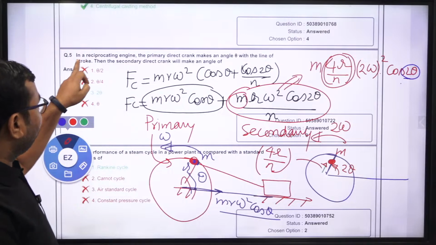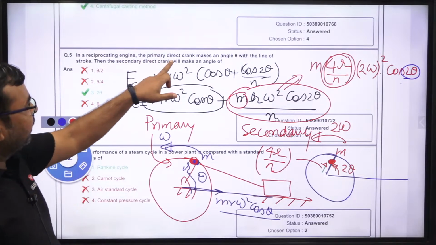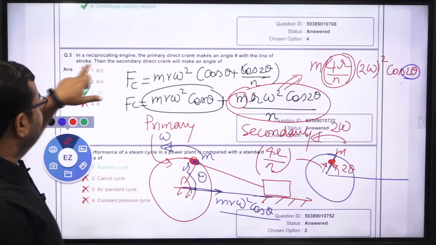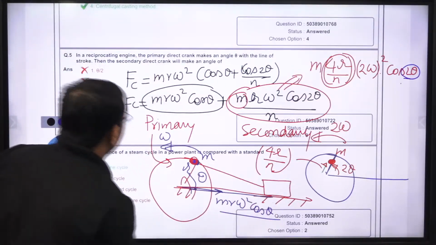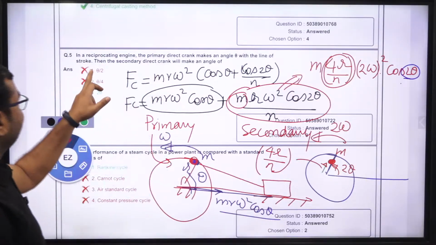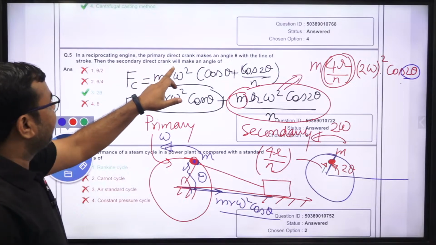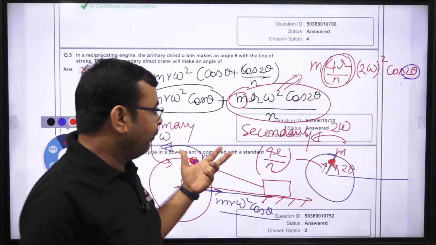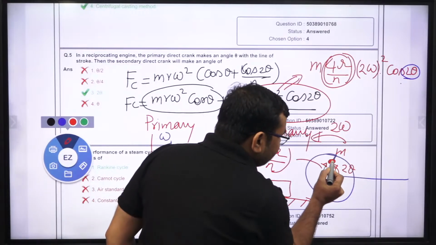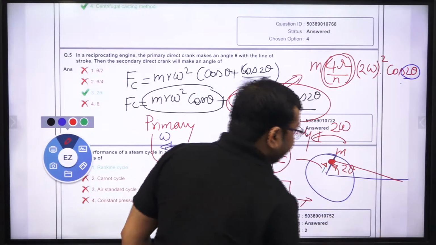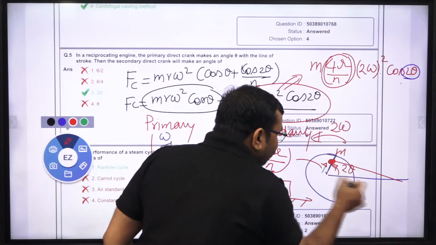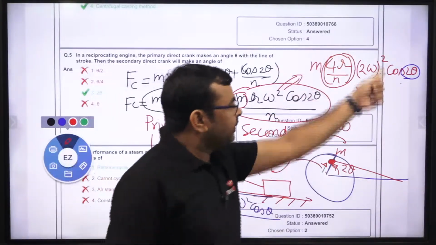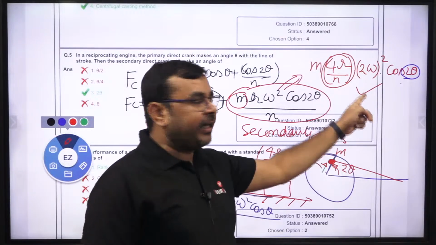Here we need to find out, in a reciprocating engine, the primary direct crank makes an angle theta with the line of action of the stroke. So this is the line of action of the stroke, and it will make an angle theta. Then the secondary direct crank, as you can see here, makes an angle 2 theta. From this formula, this is the secondary direct force.